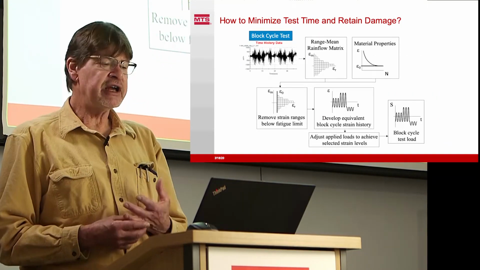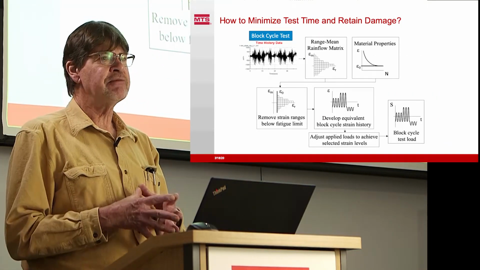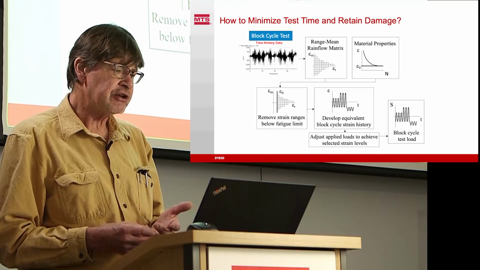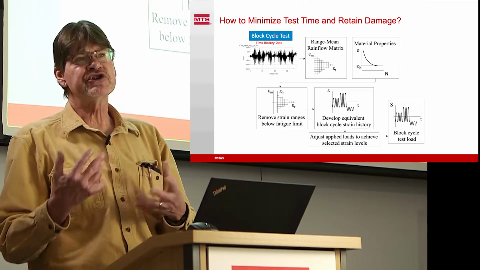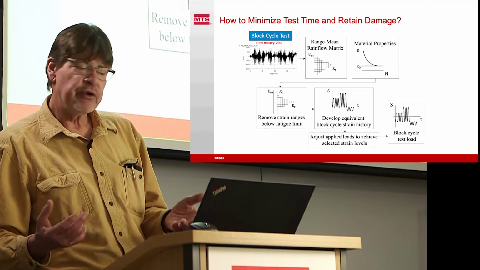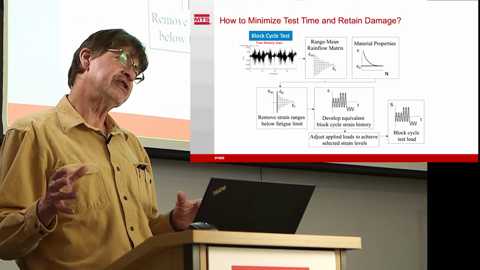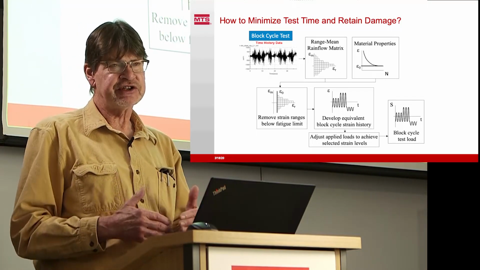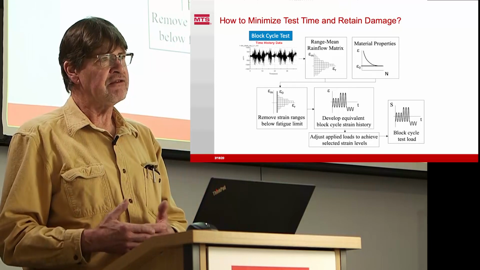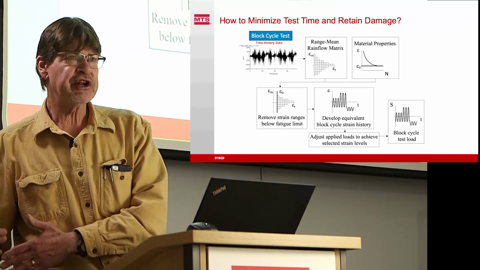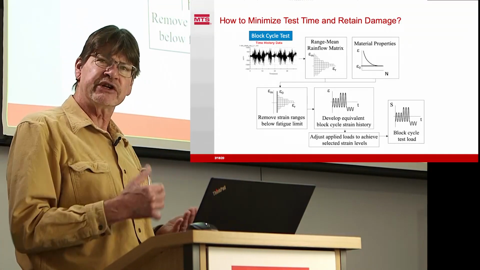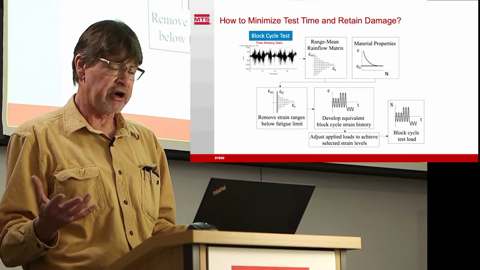Now, maybe we decide that because this is a variable amplitude time history with big cycles and small cycles and different mean levels, we want to simulate that more realistically. We can use what we call block cycle data to do that. Block cycle is basically sine waves with different mean levels and different amplitudes nested together in groups to more realistically simulate a variable amplitude environment.